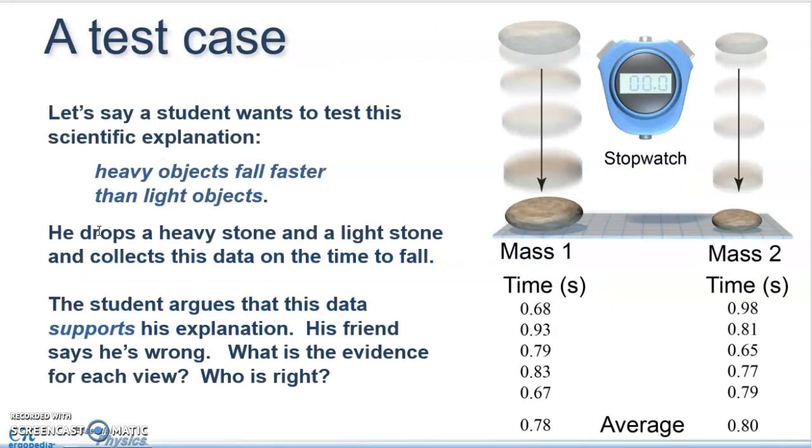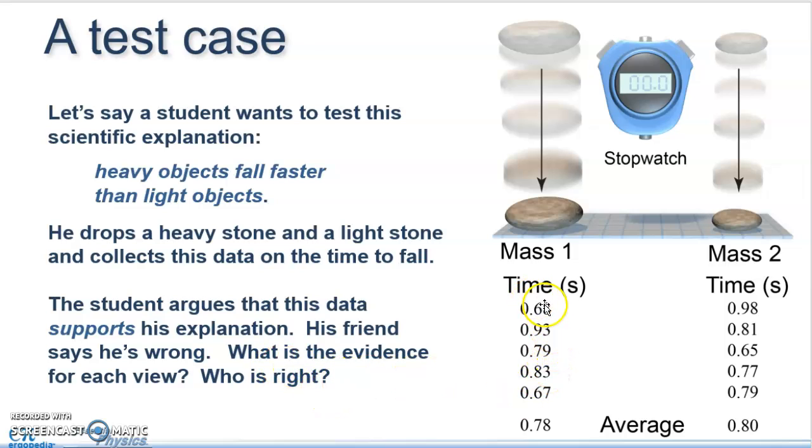So here's an example. Perhaps your thought is that heavy objects fall faster than light objects. So you do this experiment multiple times where you drop a heavy rock and a light rock at the same time, and you take the average, and the heavier rock has a slightly lower time to reach the ground than the lighter rock. And he says, yeah, this data supports my explanation. His friend says he's wrong. What is the evidence for each view and who's right?